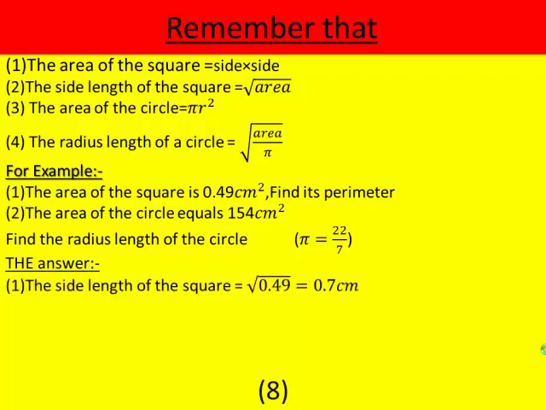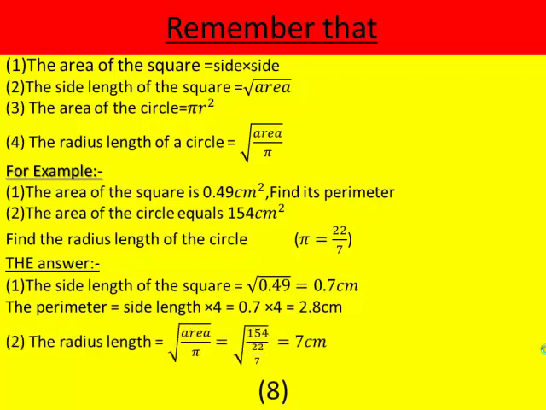The answer of number 1: the side length of the square equals the square root of 0.49, which equals 0.7. The perimeter equals side by 4, which equals 0.7 by 4 equals 2.8 centimeters. The answer of number 2: the radius length of the circle equals the square root of the area over pi, equals 154 over pi, which is given by 22 over 7, equals 7 centimeters.